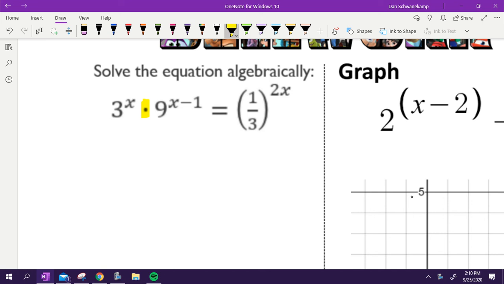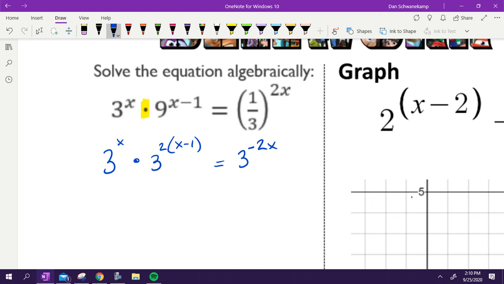Because this thing is multiplied, that's definitely really going to help us out here. What base should I use here? 3. I'm going to rewrite each thing with a base of 3. So it's 3 to the x times 3 squared times the pre-existing exponent. 1/3 I could rewrite as 3 to the -1, so 3 to the -2x. Everybody good to that point?